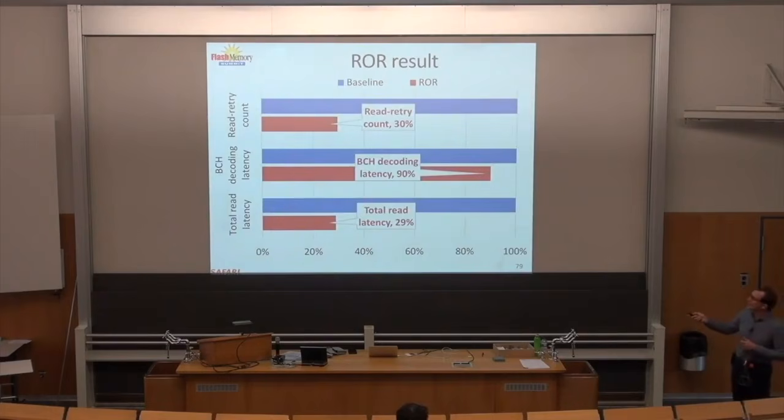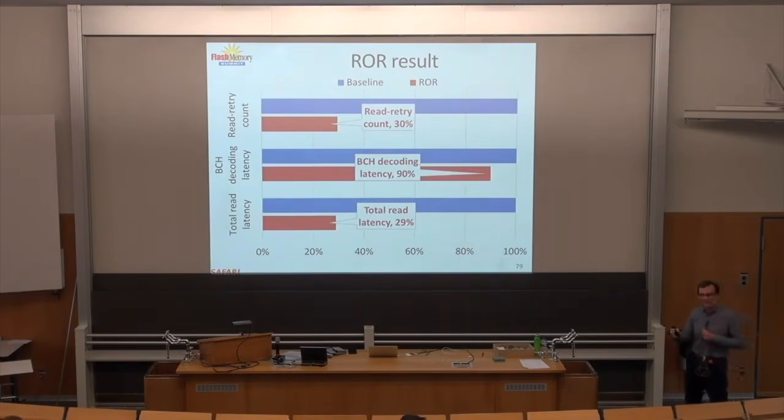You can reduce the read retry count by about 30% if you do this modeling. And you reduce the ECC decode latency. You can optimize the decoding latency also. And you can reduce the total read latency significantly as well. Actually, this is normalized. So it's really 29% of what it was before, because you get rid of a lot of read retries.